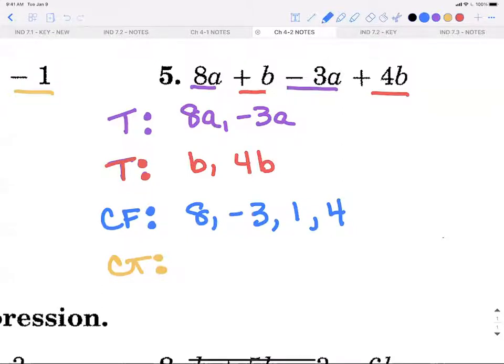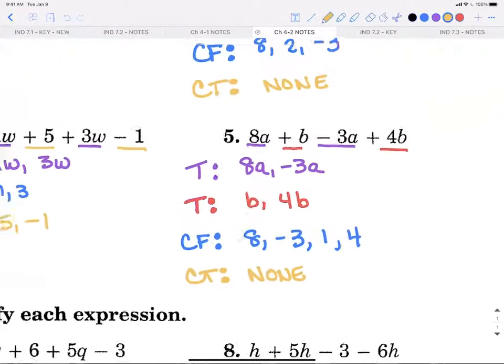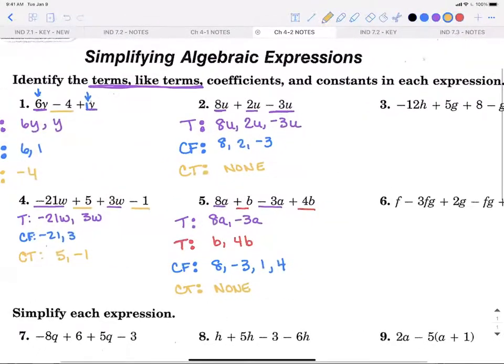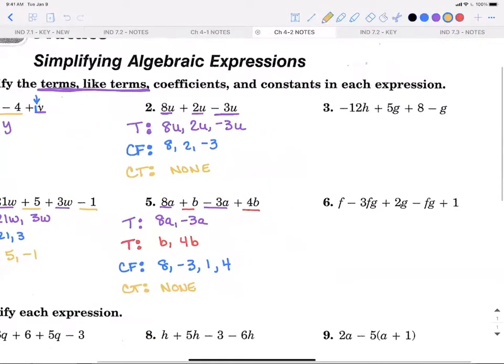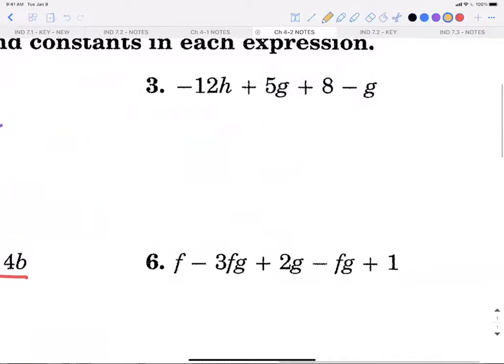And then last, I look for constants. Well, again, in this one, I have none. All right, so you're going to list your terms. And you guys don't have to do this one. I'm just going to do it really quickly as another example. Don't worry about putting this in your notes.